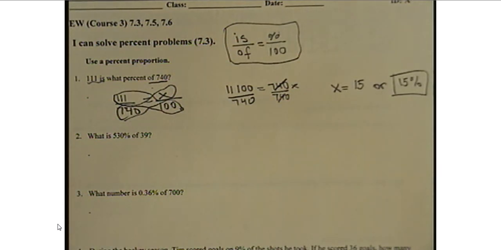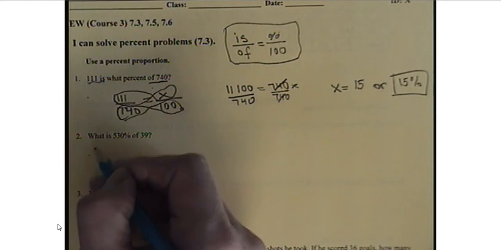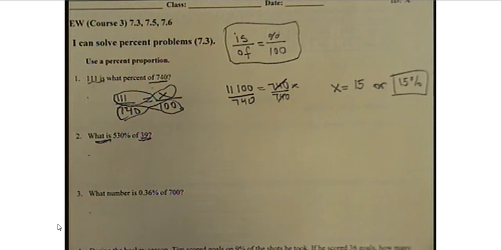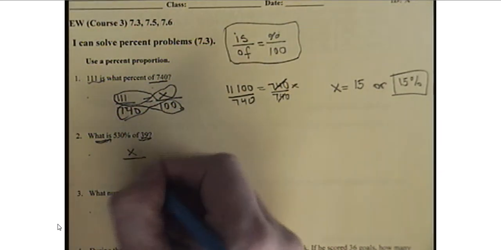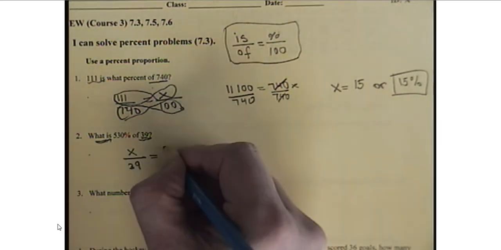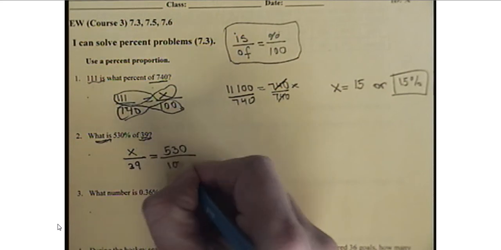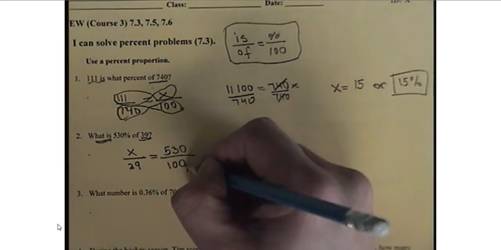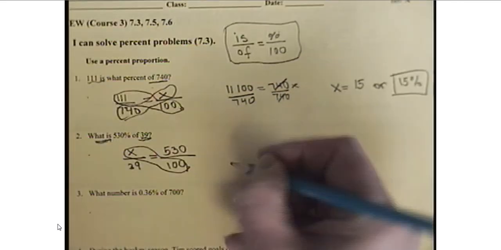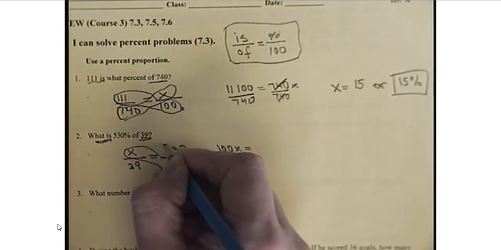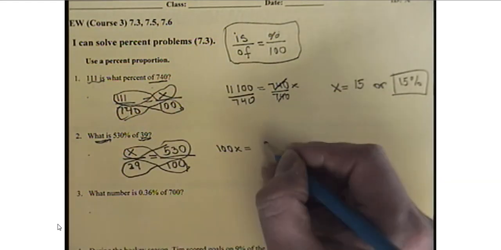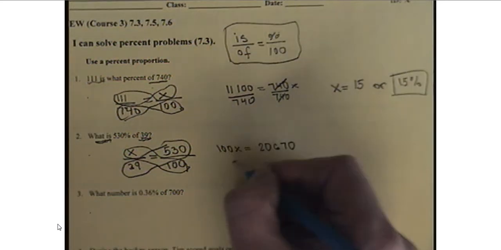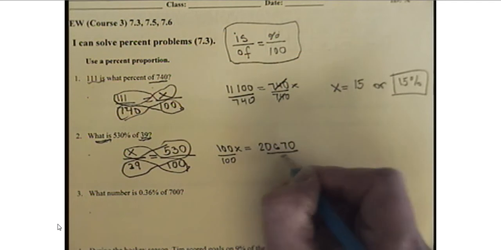Very good. Next example. What is, we don't know, of 39. What is my x here of 39 equals 530% over 100. Once you set up your equation, then you apply cross product. We multiply those two first. 100x is equal to 39 times 530, which is 20,670. Next step, solving for x, we need to divide by 100 each side.